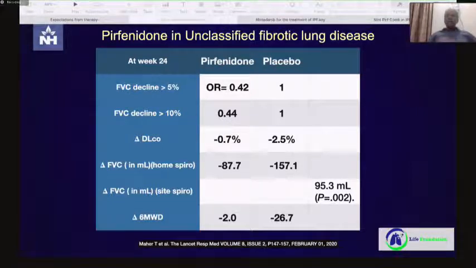But even there, you saw the mean decline in FVC was minus 87, dropped by 87, whereas placebo dropped by 157. That's a difference of, correct me if I'm wrong, about 70 ml. In the on-site spirometry, there was a difference, on the other hand, of 95 ml, which was highly significant. The 6-minute walk distance was a difference of about 24 meters, which was also quite impressive.